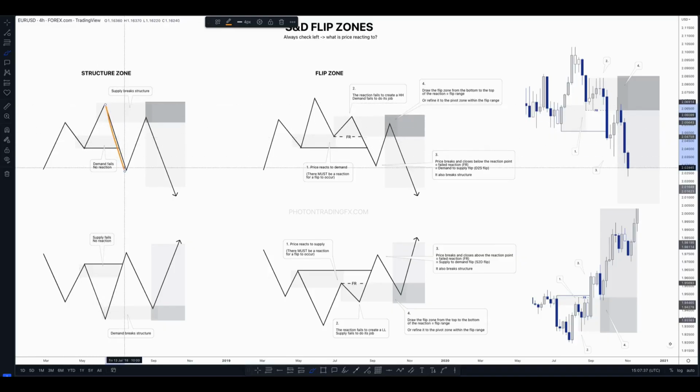So structure now shifts bearish. Demand has failed. There was no reaction, it goes straight through. And now we have supply in control and we can look to potentially short from that strong supply zone that led to a break of structure. Okay, cool. So the key thing here is that there's no reaction, we just melt straight through demand.